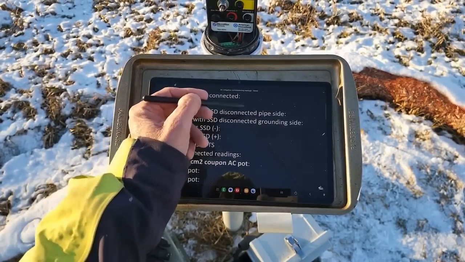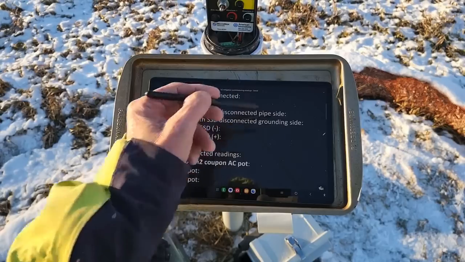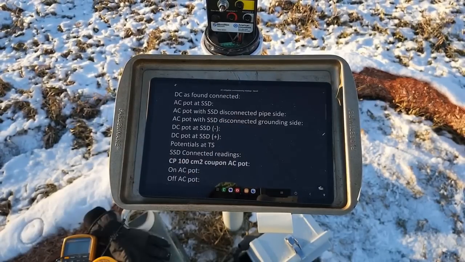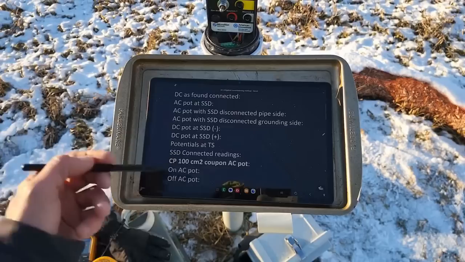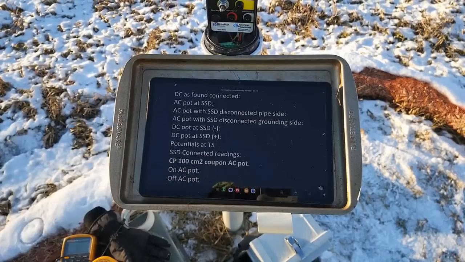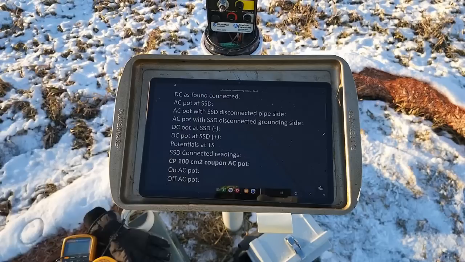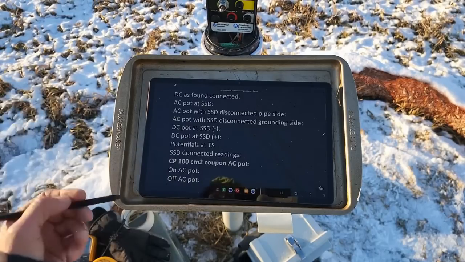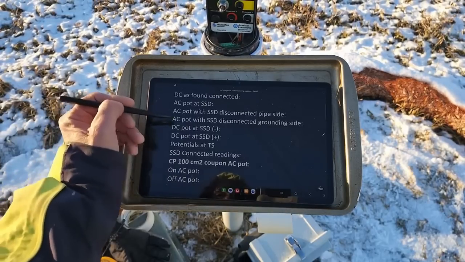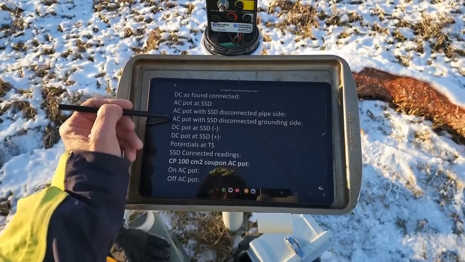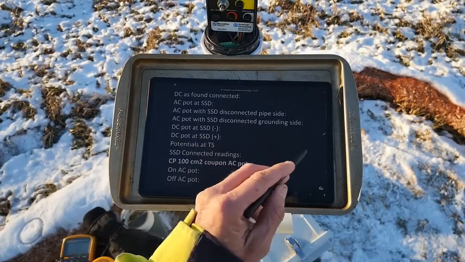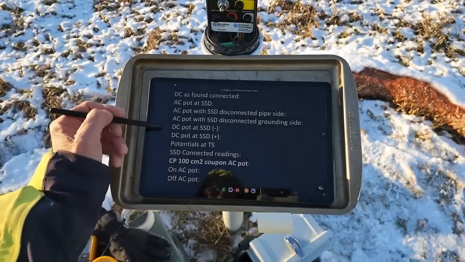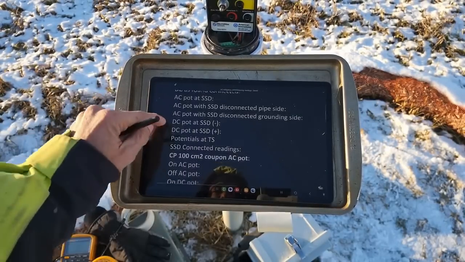After that, we will measure the AC potential with the SSD disconnected, but on the grounding side or the anode side. The same thing applies here: check out my other videos where I've explained how to evaluate the SSDs and verify whether they are coupling or decoupling.